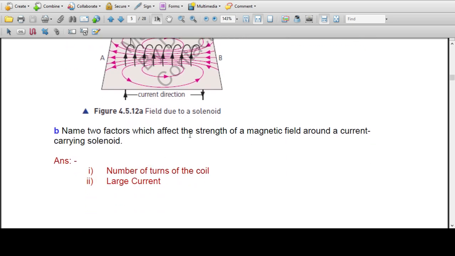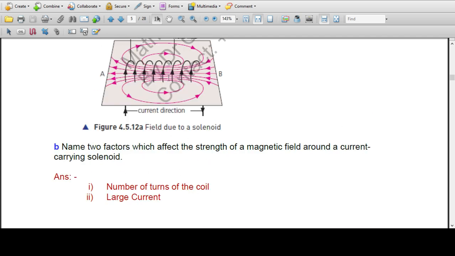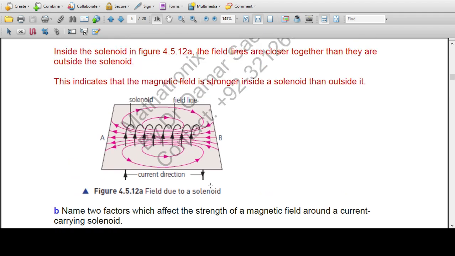Name two factors which affect the strength of the magnetic field around a current carrying solenoid. The number of turns, and the larger current. When the larger current is flowing inside the coil, there are more magnetic field lines. So it depends on the number of turns of the coil and the amount of current passing through the coil.